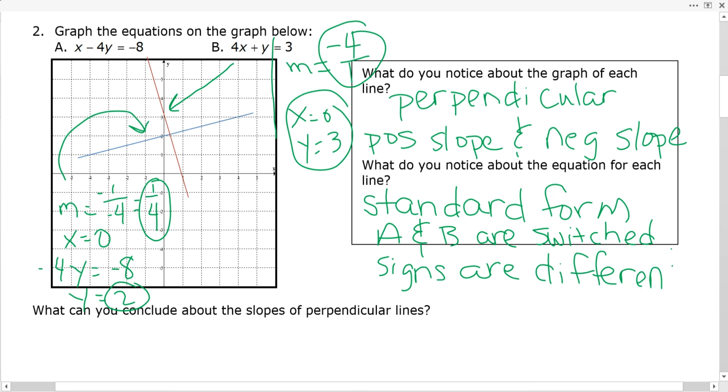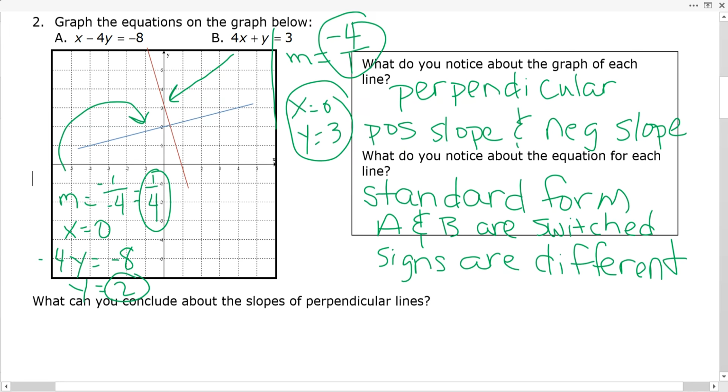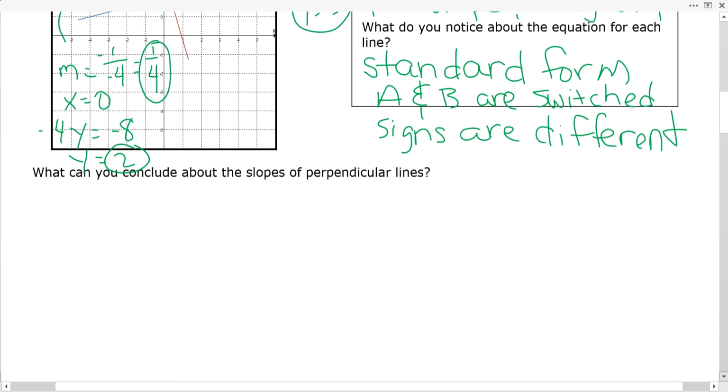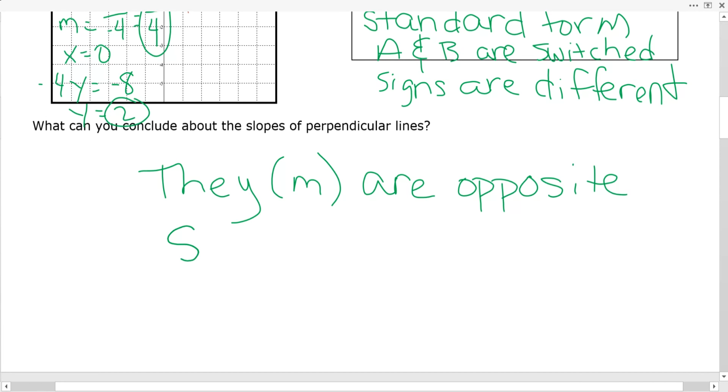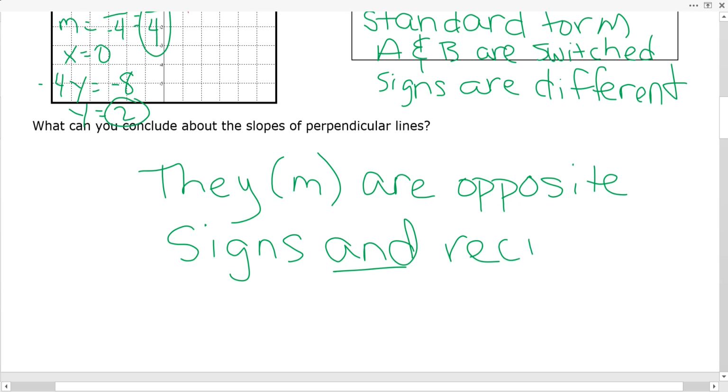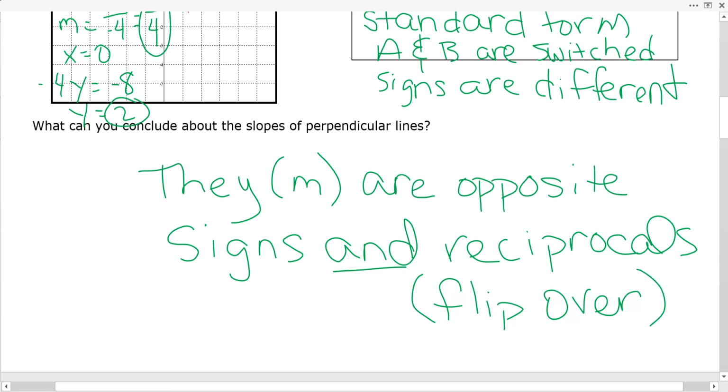And when we actually worked out the slopes, we saw that they were reciprocal and that the slopes had the opposite sign. So what can we conclude about the slopes of perpendicular lines? The slopes are opposite signs and reciprocals, which means you flip over the slope. So there you go.